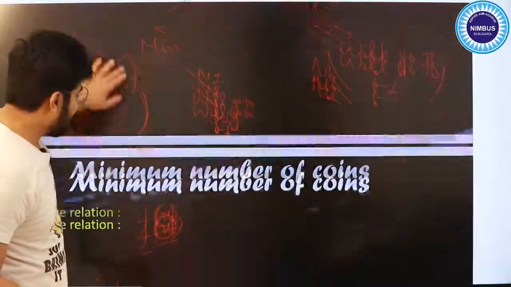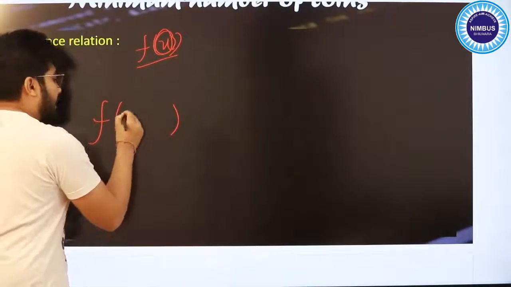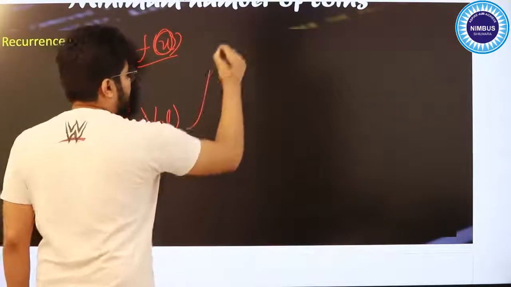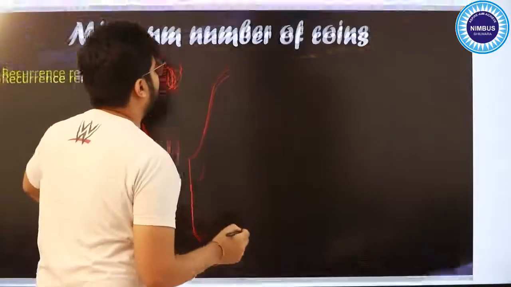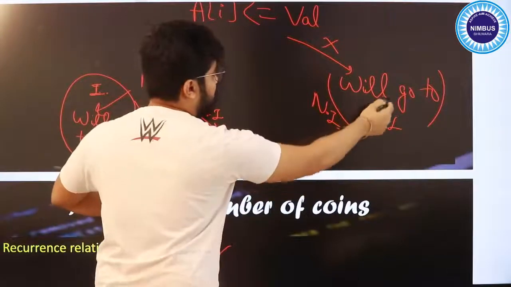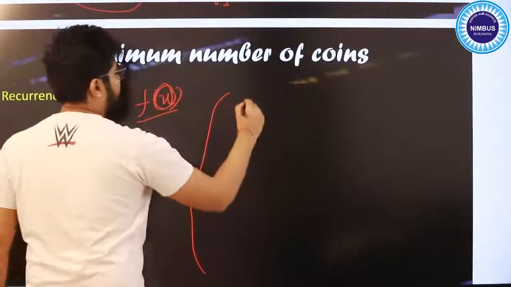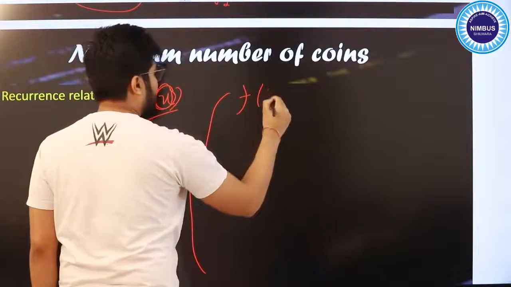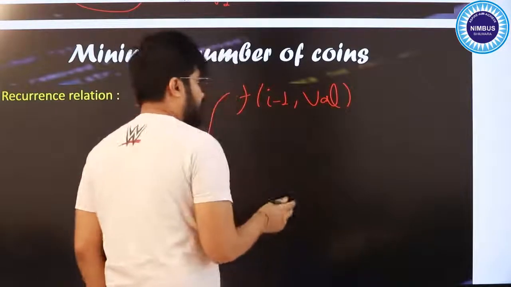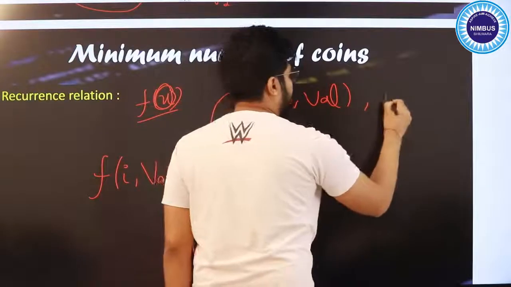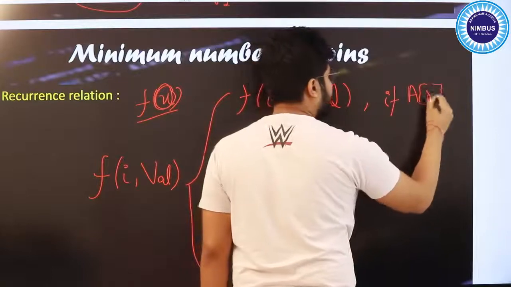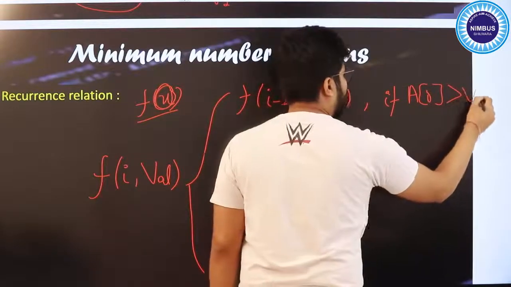ठीक है, तो एक तो हो गया अपना I और दूसरा हो गया val. Okay, so we'll write. Now let's see. The very first condition, if this is false, then we'll go to I minus 1. So I'll write f of I minus 1, val, because you haven't given any coin. So this will happen if A of I is greater than val.